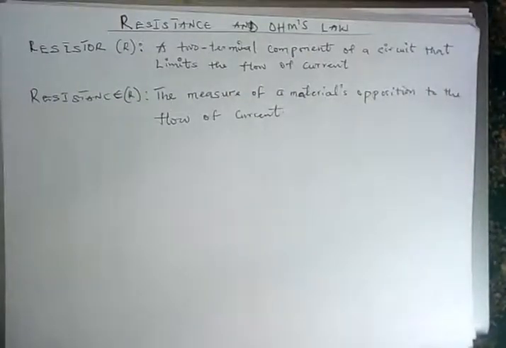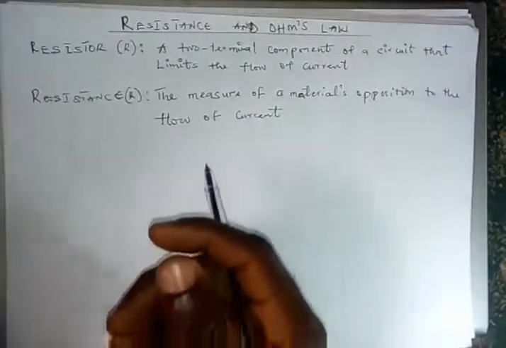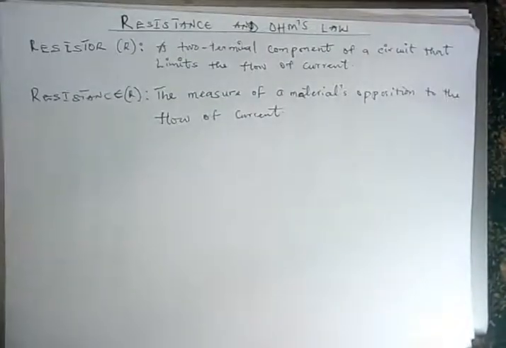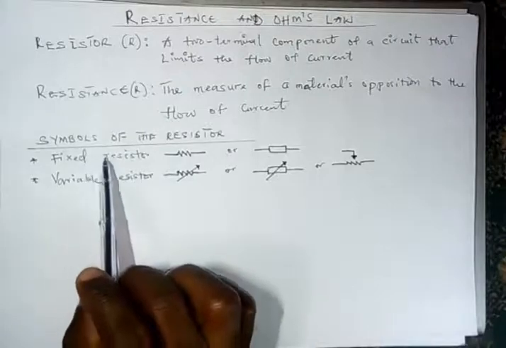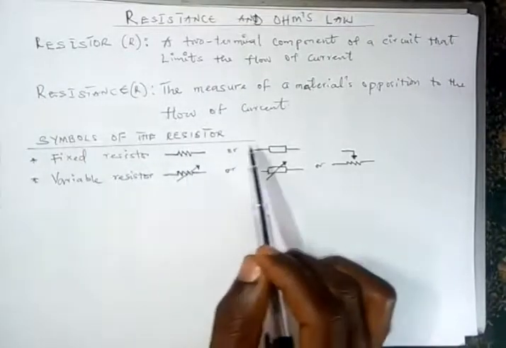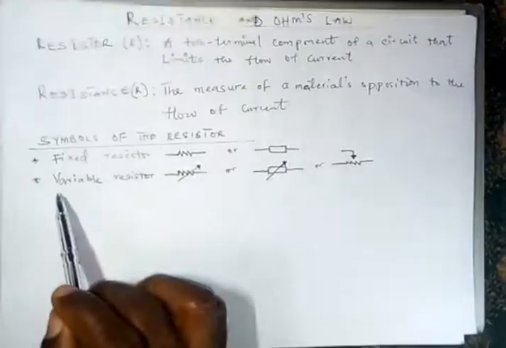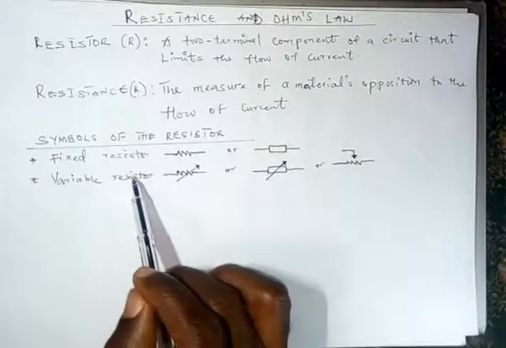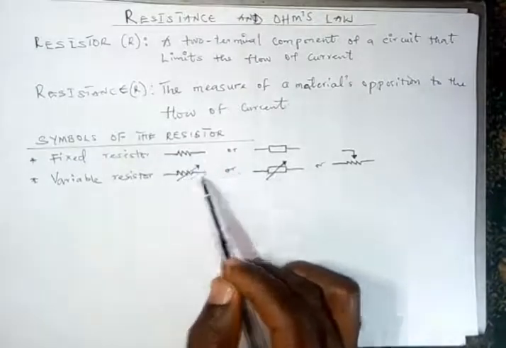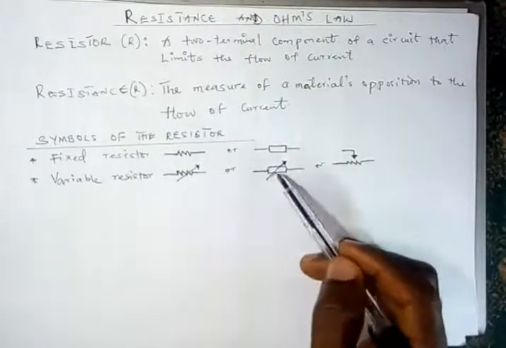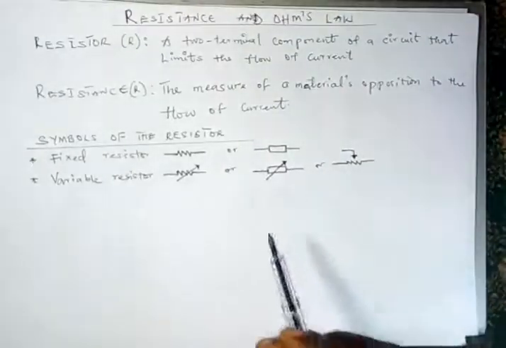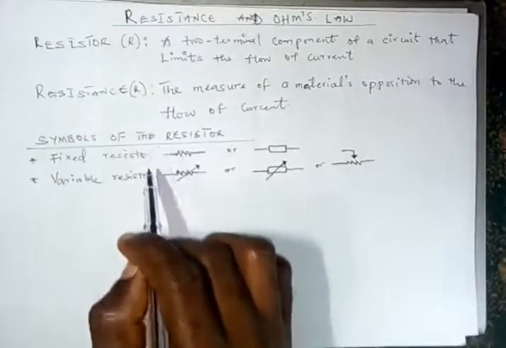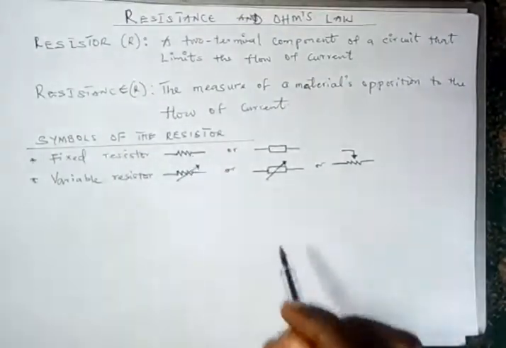Now, let's look at the symbols we can use to recognize a resistor whenever we come across one in a circuit. We have two types of resistor. We have what we call a fixed resistor. It can either come with this symbol or with this symbol. The other one we have is the variable resistor. Variable resistors always have the same symbol, but with an arrow that passes through it. The arrow either passes through it or it will be in this form. So these are the two symbols we can use to denote a resistor in a particular circuit.